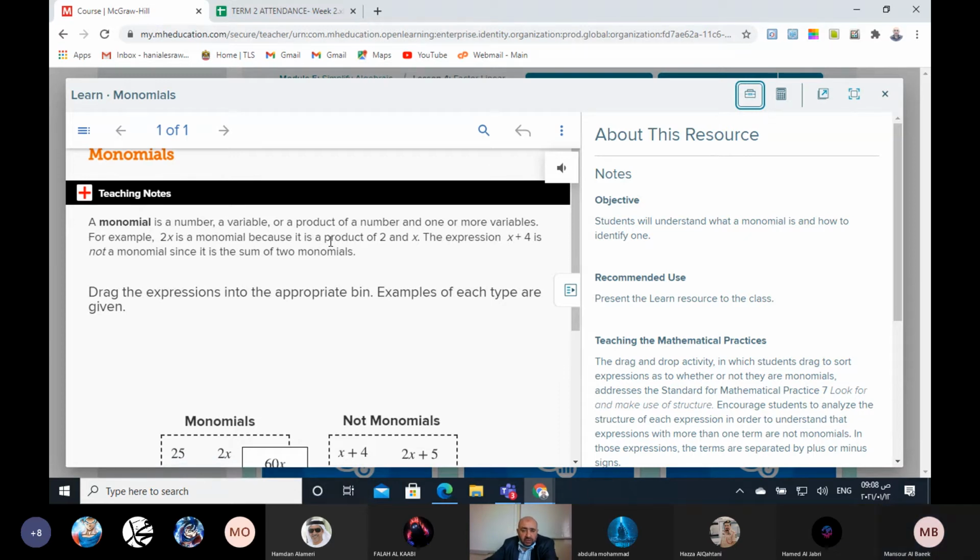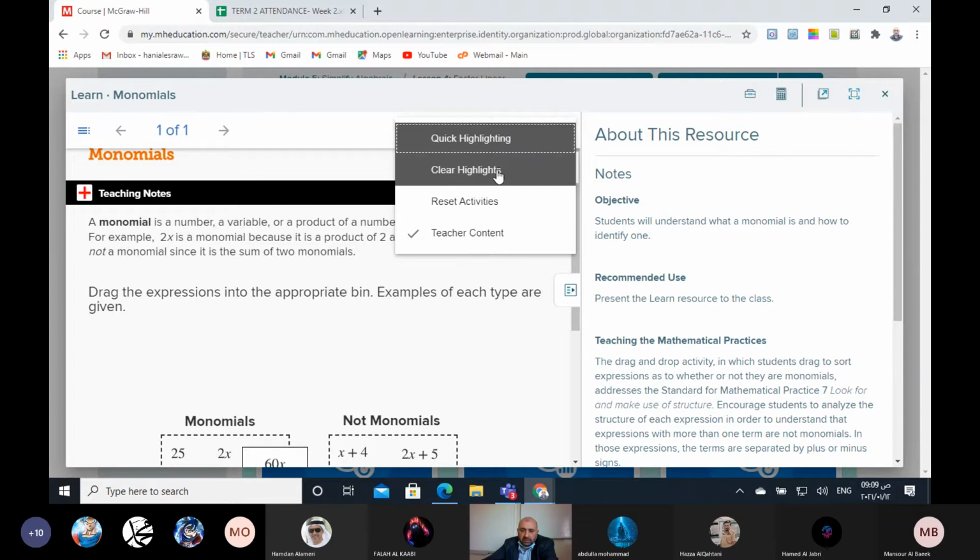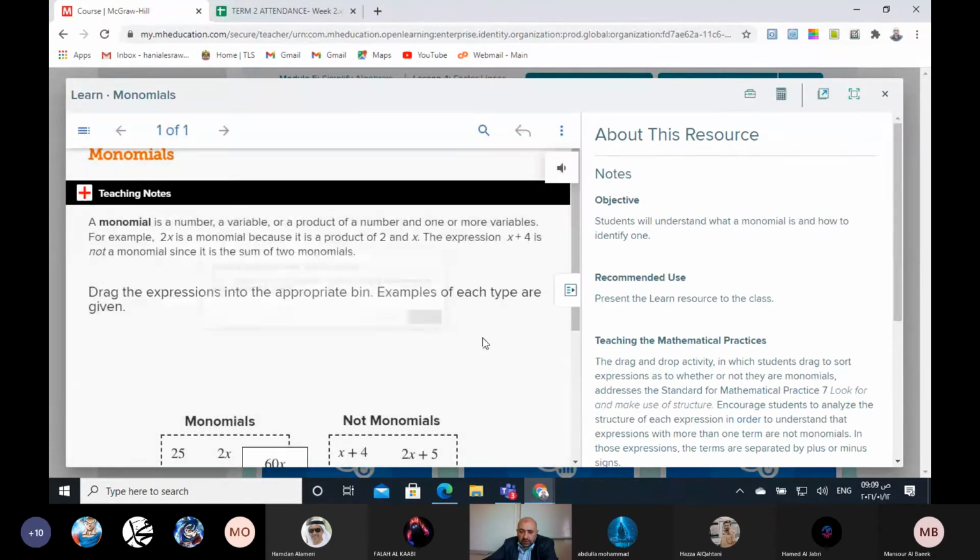Welcome. Here we have a new word. Today we have a new vocabulary here: monomial. A monomial is a number, a variable, or a product of a number and one or more variables. For example, 2x, this is one term, is a monomial because it is a product of 2 and x. And the expression x plus 4 is not a monomial since it is the sum of two monomials. As you see, we have two terms. This is the first term, this is the second term. So this is not a monomial. But here it is a monomial, because here we just have one term. So when you have one term, you have a monomial. If you have more than one term, 2 terms, 3 terms, etc., it is not a monomial.